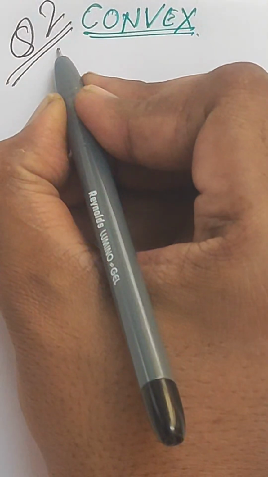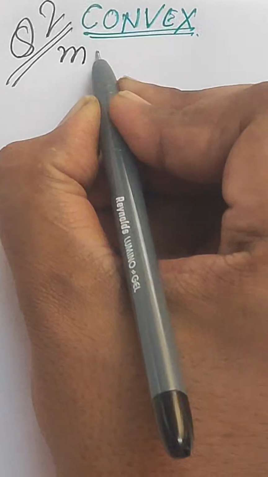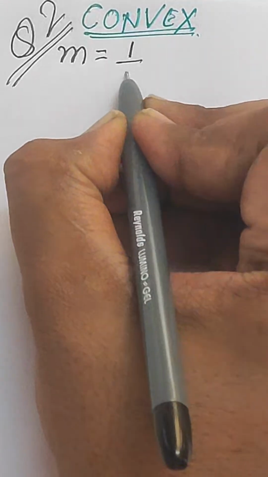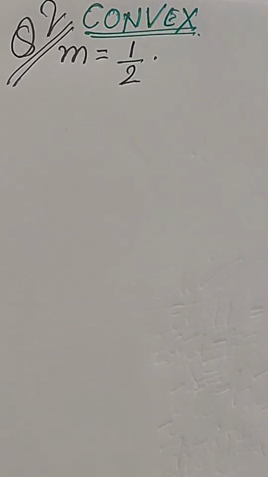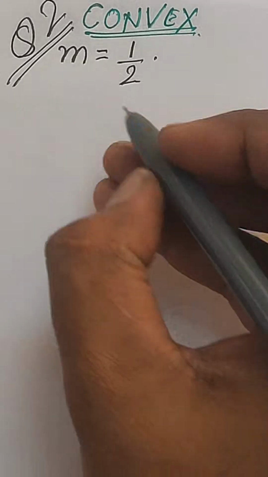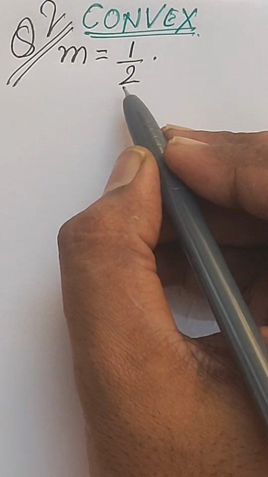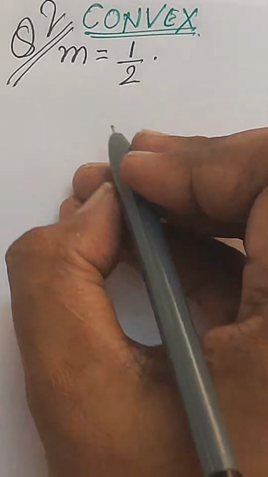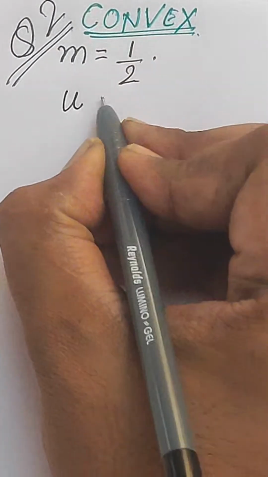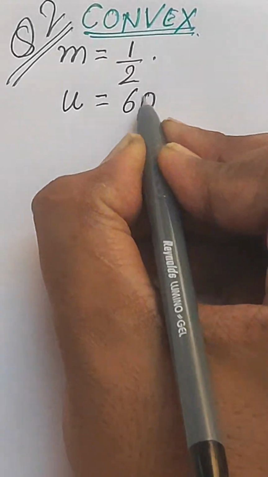It's a convex mirror given to you, and it produces a magnification of 1 by 2. So first of all, write the data. The magnification, the value of m is given to you as 1 by 2, right? When an object is placed at a distance of 60 centimeter from it, that means magnification will be 1 by 2 when the object is placed at 60 centimeter in front of it. That means u is given to you as 60, right?